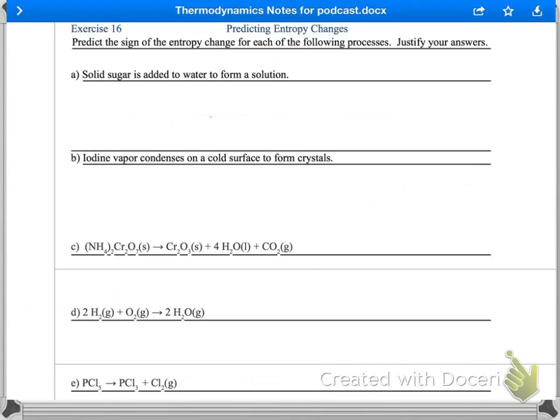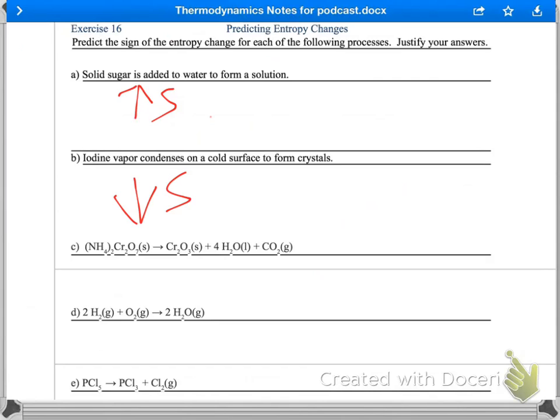Alright, so let's take a look at a problem here. Let me just catch up to where I am. Okay, so let's see what we can predict. As I do this, I want you to make a prediction. Alright, so solid sugar is added to form a solution. If I do that, my entropy will go up. Okay, iodine vapor condenses on a cold surface. My entropy will go down.